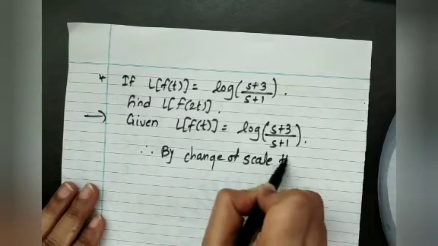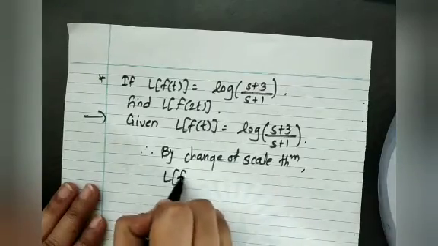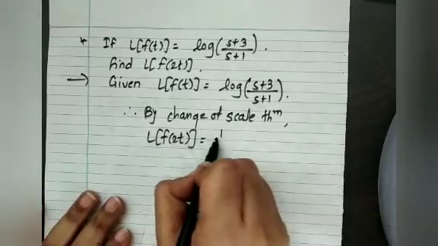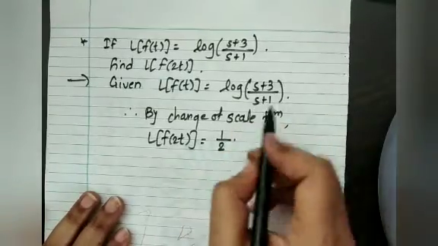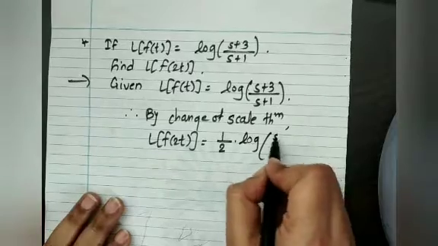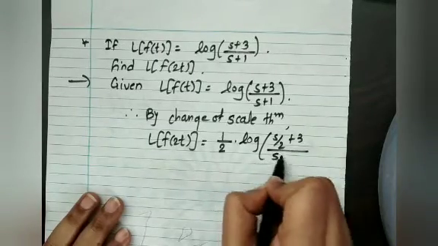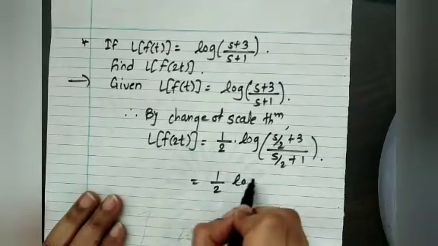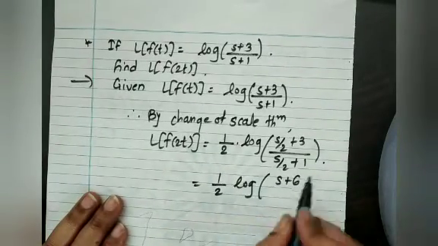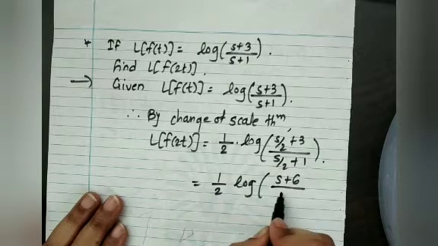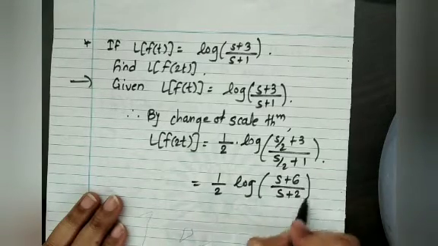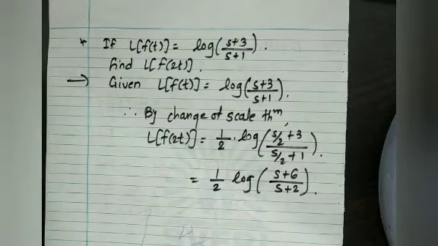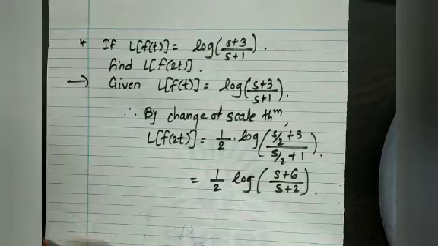theorem, we get Laplace of f of 2t is equal to 1 upon a, which is 2, and wherever there is s, we'll write s by 2. So log of s by 2 plus 3 upon s by 2 plus 1, and if we simplify it, we'll get log of s plus 6 by 2 and s plus 2 by 2, the 2 gets cancelled. This will be the answer. We'll take one more.